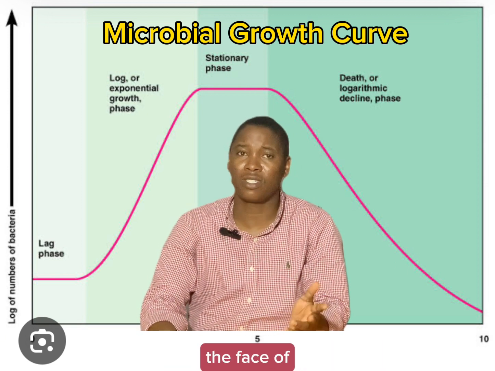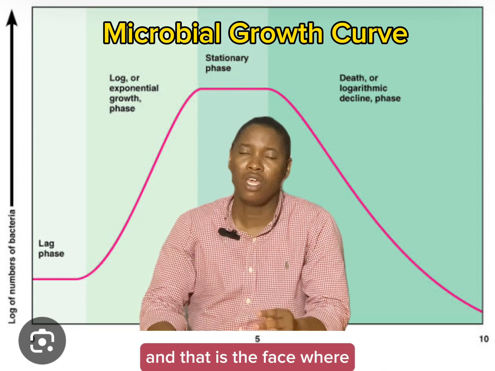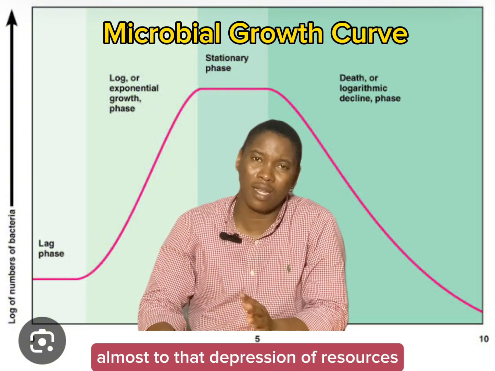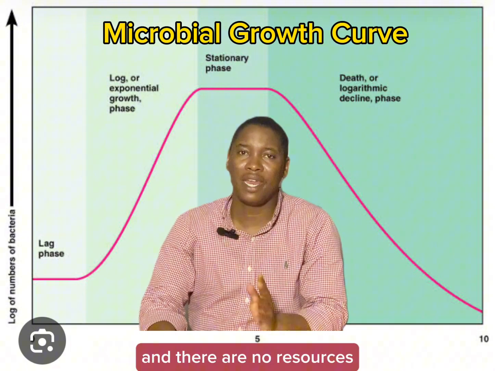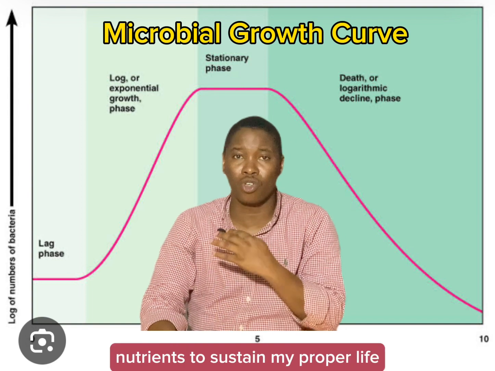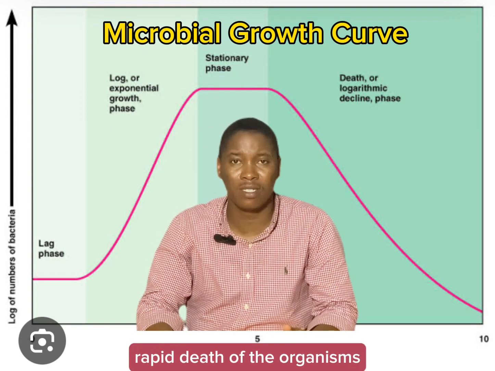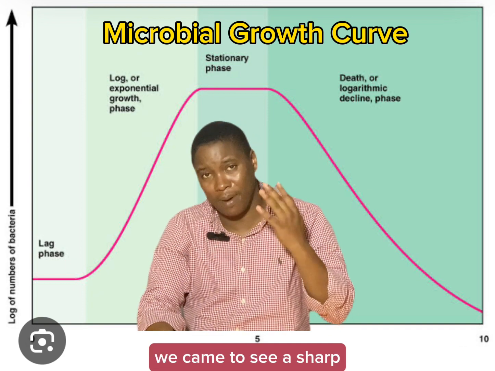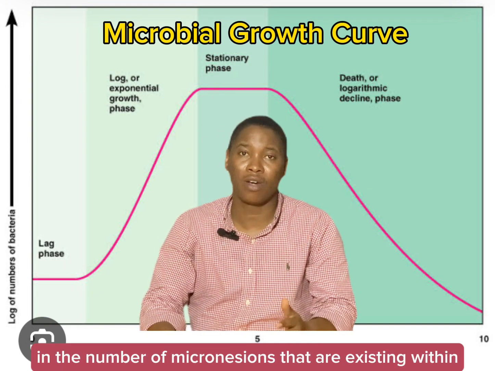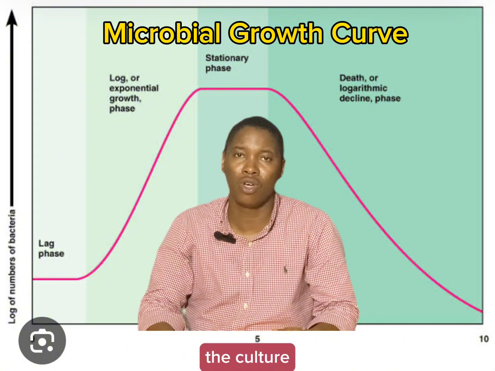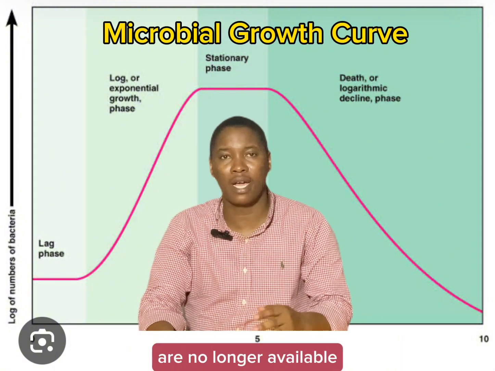Now, the phase or stage of decline and death is the phase where you now have almost total depletion of resources, and there are no nutrients to sustain microbial life. So you begin to see rapid death of the organisms. You begin to see a sharp and serious decline in the number of microorganisms existing within the culture because nutrients are no longer available.